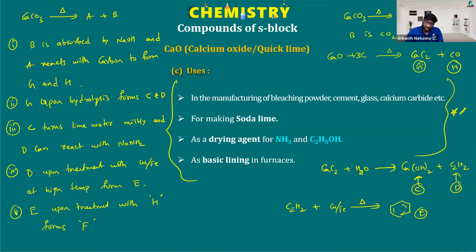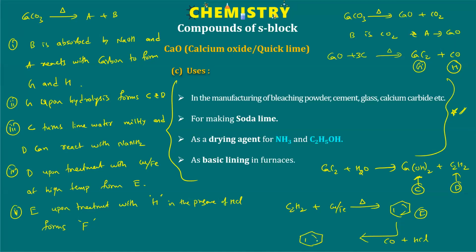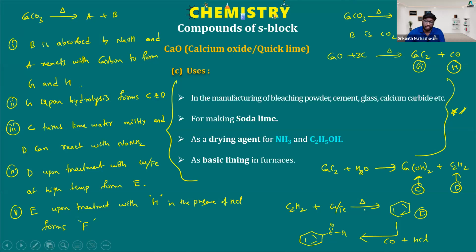E upon treatment with H. What is H? E upon treatment with H in the presence of HCl forms F. What is F? Benzaldehyde. Like that, you can correlate different types of things and try to write down the different types of reactions, like organic and inorganic chemistry can also be combined. Such complex questions can also come. If you understand such complex questions, then you will get more knowledge, right?